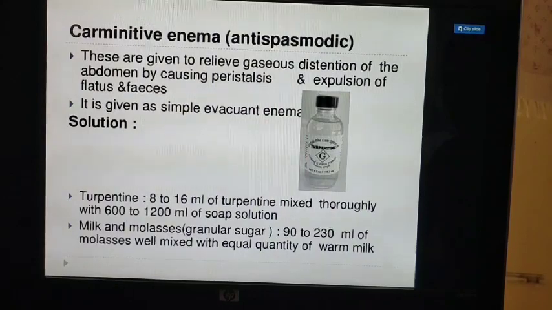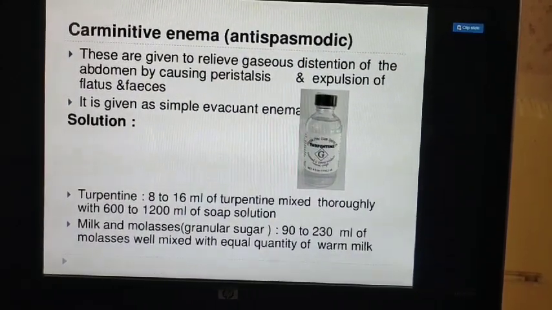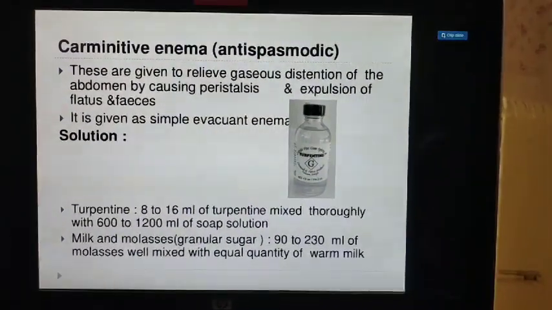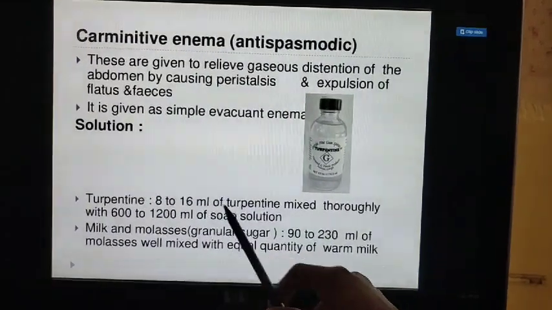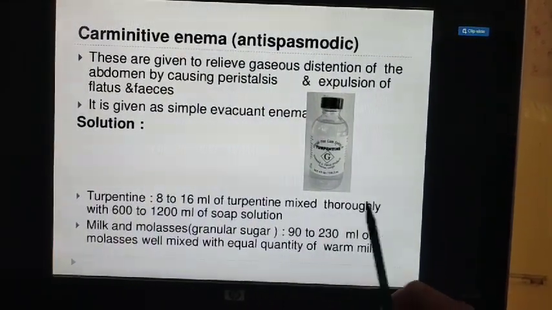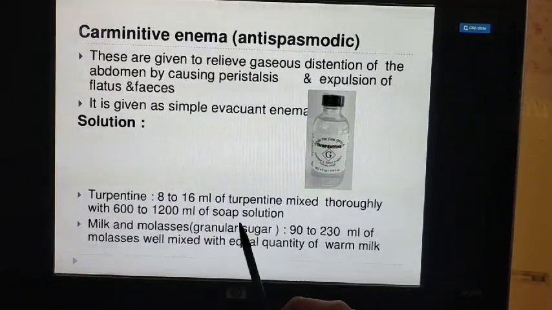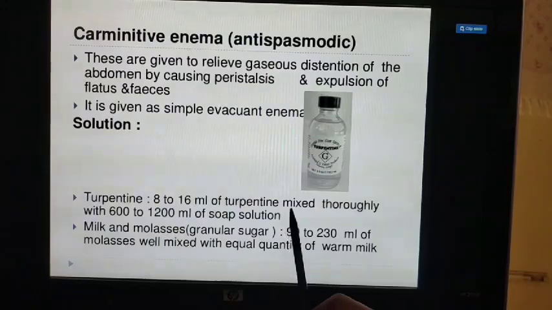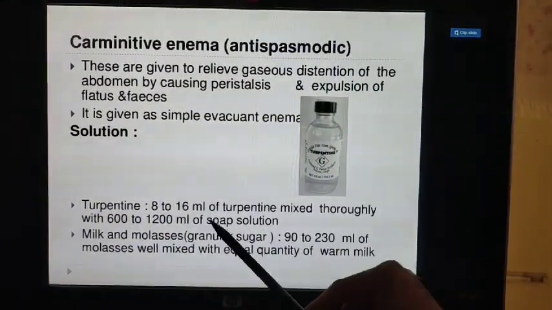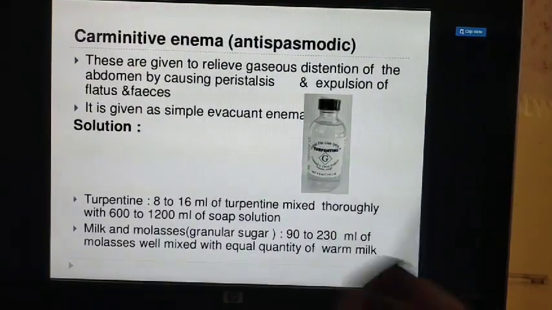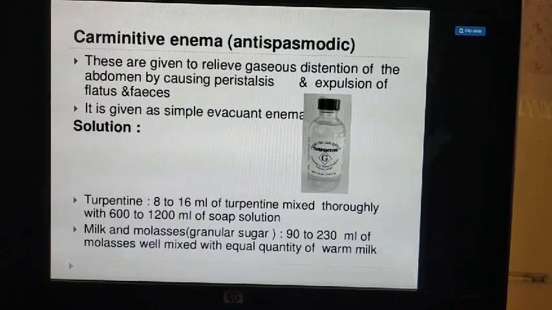It's very simple. We have to introduce it like a simple evacuant enema. Very simple, but the solution is different. Here we have to give turpentine. Turpentine 8 to 16 ml, which is mixed thoroughly with 600 ml to more than 1 liter of soap solution. With that we have to mix this turpentine enema. For the simple evacuant enema, soap water, we have to mix it with turpentine of 8 to 16 ml. Clear?